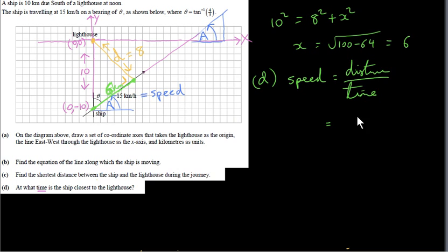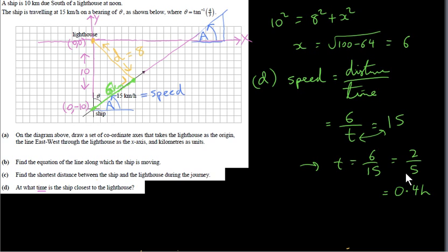So the distance, which is 6, divided by the time, which I'll call t, must equal the speed, which is 15. So we just interchange these. t equals 6 divided by 15. So we get an answer of 0.4 hours.